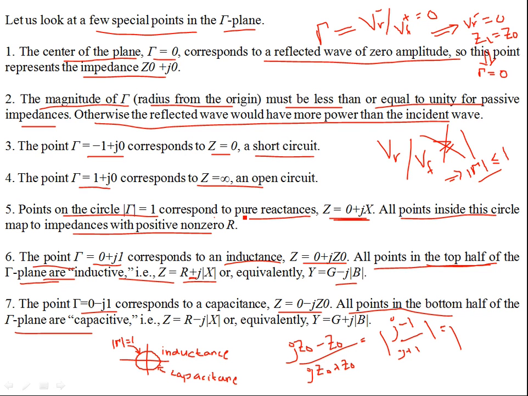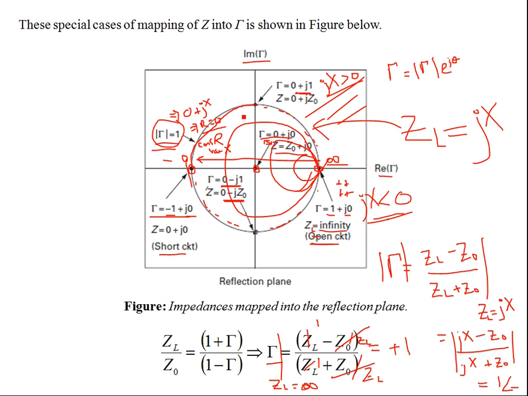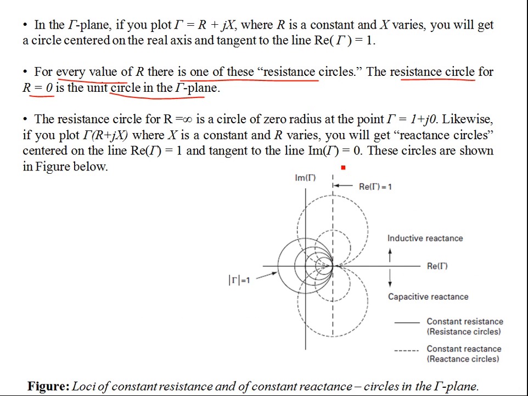All points on this circle correspond to pure reactance, but all the points inside the circle map to impedances with positive non-zero R. So inside this circle, we have R which is positive and non-zero. For non-zero and positive R, we will have circles of different radii less than this. Of course, this is R equal to 0, and starting with a circle of radius 0 over here, which means infinite R, or open circuit conditions at the load.